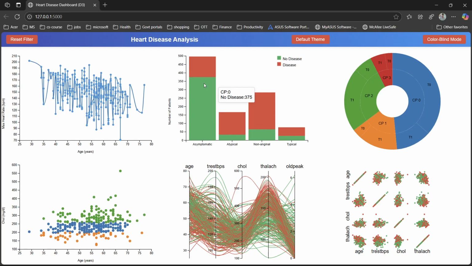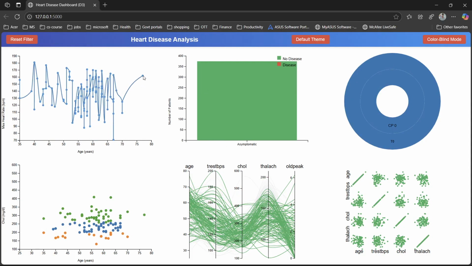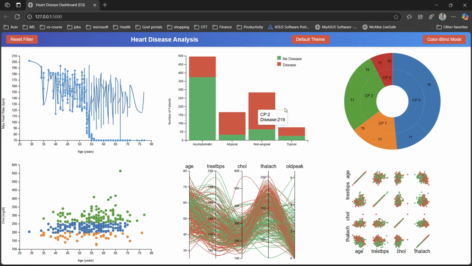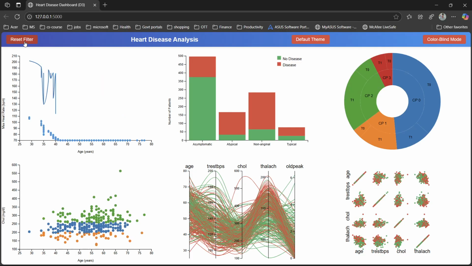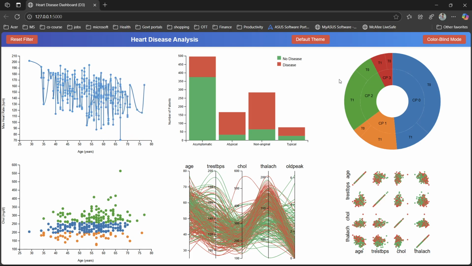You can click on a particular bar and it filters the dashboard to that specific set of patients. For example, I'm clicking on chest pain type 0 and the no disease section. It shows the people with no disease in the asymptomatic chest pain type region. So it filters like that, and you can also select disease. For example, I'm selecting the disease category in chest pain type 2. This filters the data accordingly, and then I can use the reset filter function to get back to the main visualization.